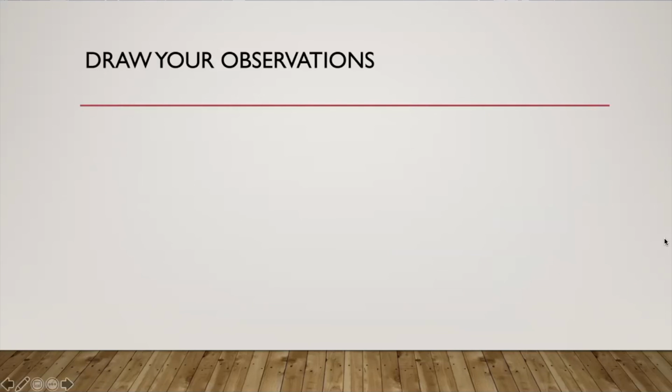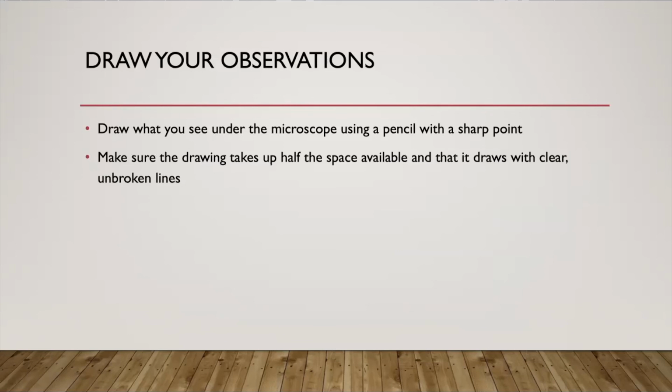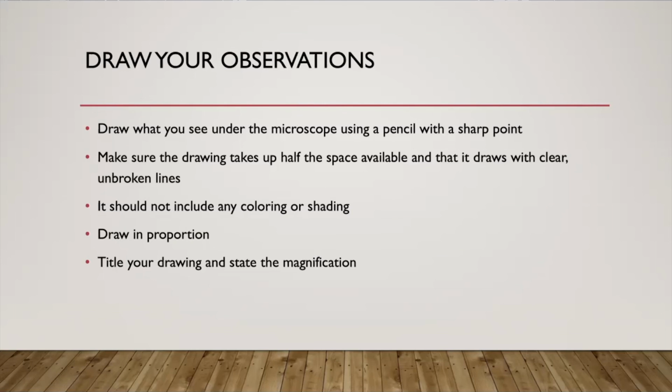So during your observations, draw what you see under the microscope using a pencil with a sharp point. Make sure the drawing takes up half the space available and that it draws with clear unbroken lines. It should not include any colouring or shading. You should draw your subcellular structures in proportion. You should title your drawing and state the magnification. You should label the important features, for example, the nucleus.